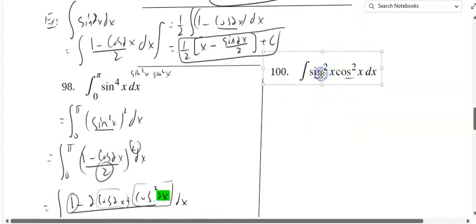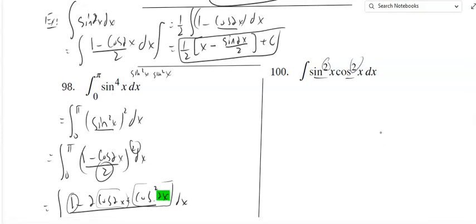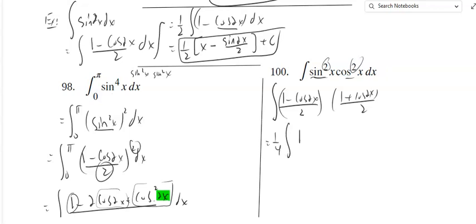Same deal here. I look at this, say, wait a minute. If one of them is odd, it's an easy problem. If they're both even, there's one way out. This is 1 minus the cosine of 2x divided by 2. This is 1 plus the cosine of 2x divided by 2. I notice the tops are conjugates. So this is 1/4 the integral of the first squared minus the second squared.